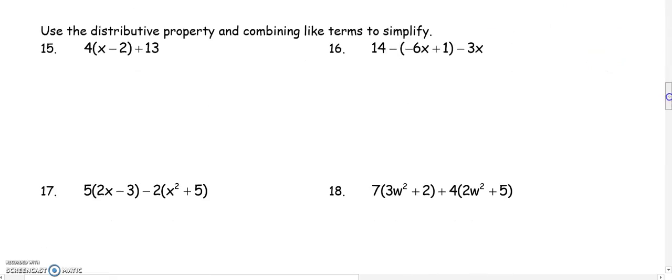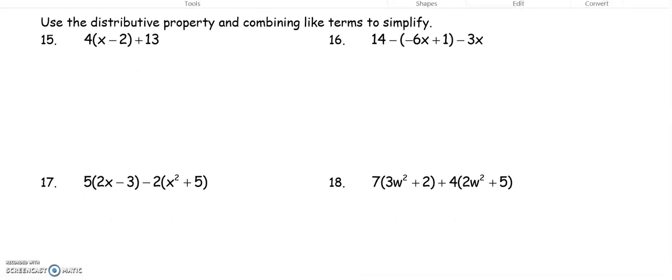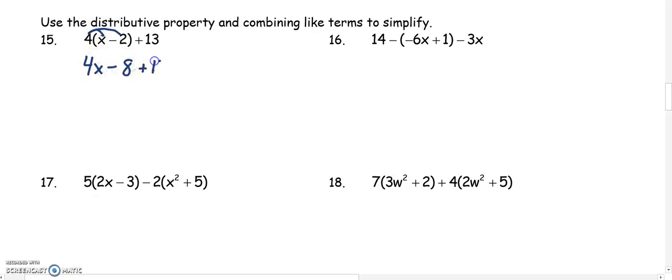Now let's do distributive property and combining like terms together. So first we need to distribute and then combine any like terms that we might have. So when I distribute, I'm going to multiply only to the parentheses. So 4 times x and 4 times negative 2, which gets us 4x minus 8 plus 13. Then I need to combine my like terms. So I have a 4x with nothing else to combine with. And then I have two constants. Negative 8 plus 13 gets us a plus 5.